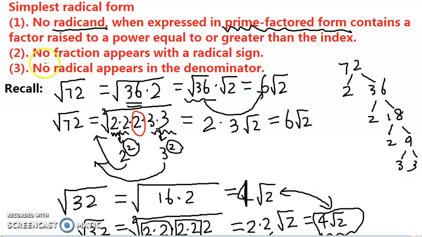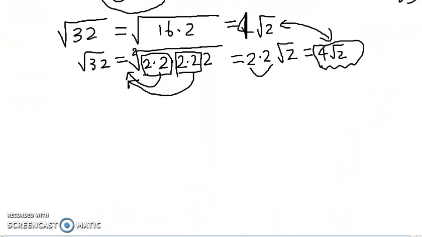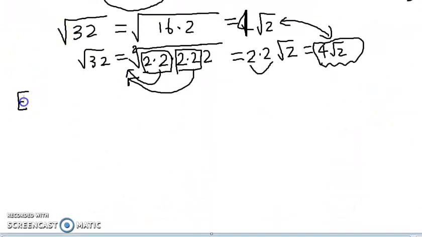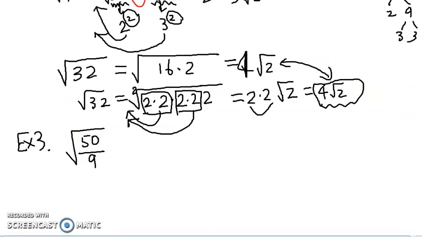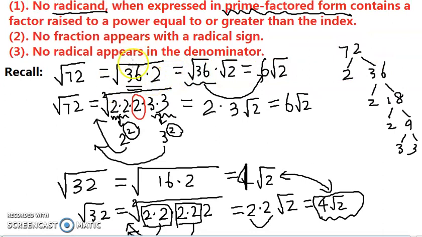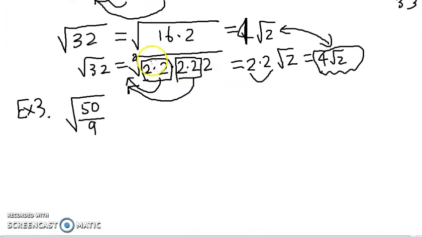Now look at the second rule. No fraction appears with a radical sign. So we can look at example 3. We have square root of 50 over 9. This violates the second rule, because the second rule says no fraction appears with a radical sign. Apparently we have a fraction.